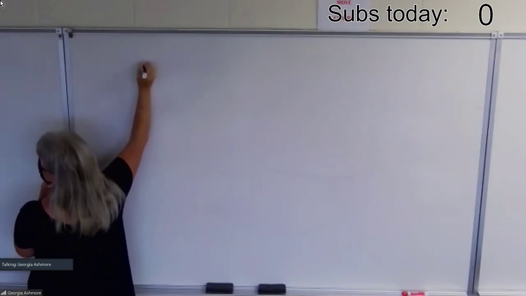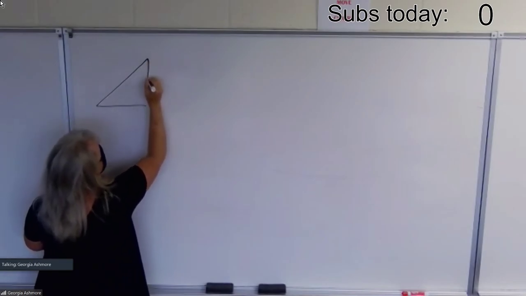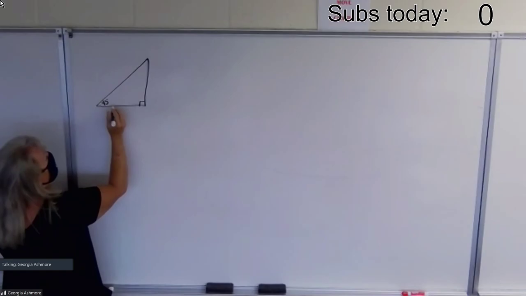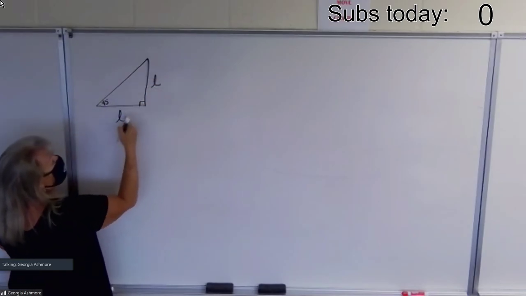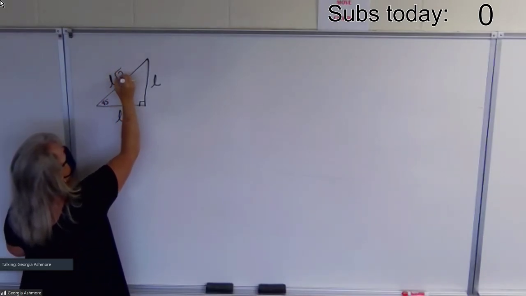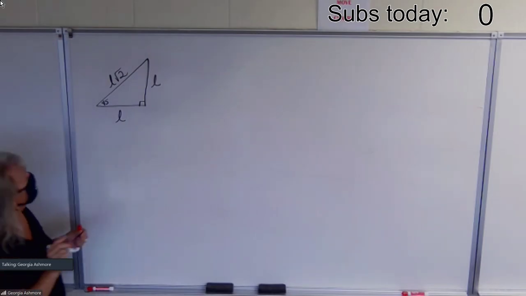I want you to draw a 45-degree triangle, and I'll talk about a sketch. And across from the 45, we don't know exactly what the length is, but we do know they're the same, so we'll call those L. And across from the 90 is L square root of 2. And then I'll just draw one triangle for this.